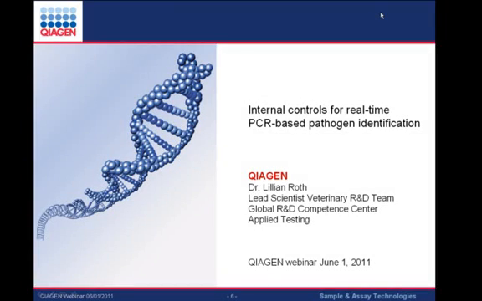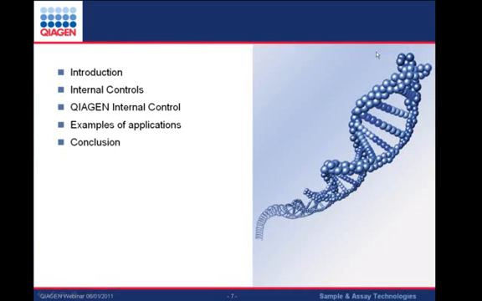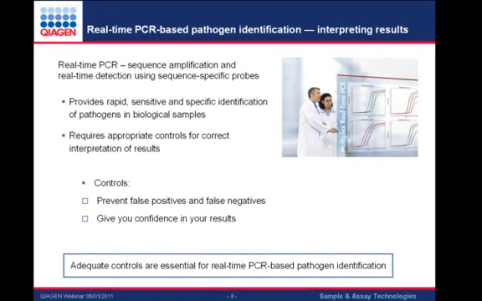Today I will talk about internal controls for real-time PCR-based pathogen identification. I will start with giving you an introduction to the use of controls in real-time PCR. Additionally, I will talk about some general aspects of internal controls, and after that, I will introduce QIAGEN's new internal control concept to you and show you some application examples. At the end of the session, as Keith mentioned before, I will answer your questions that might come up during the presentation. So let's start with a short introduction.